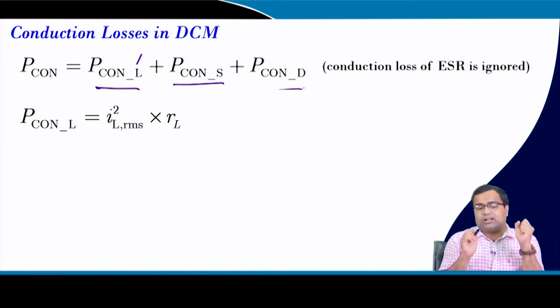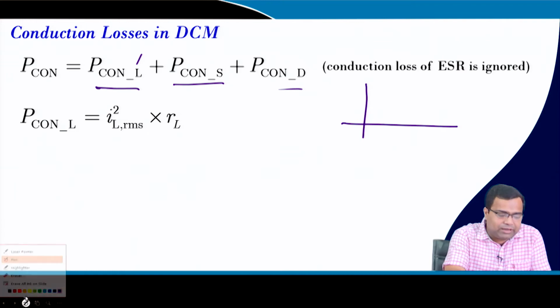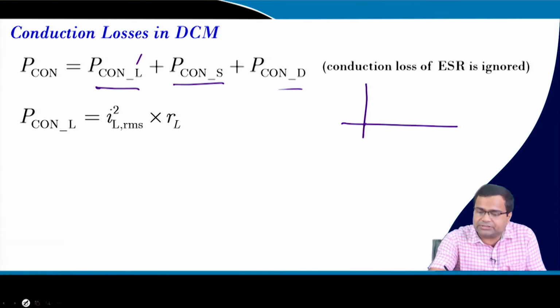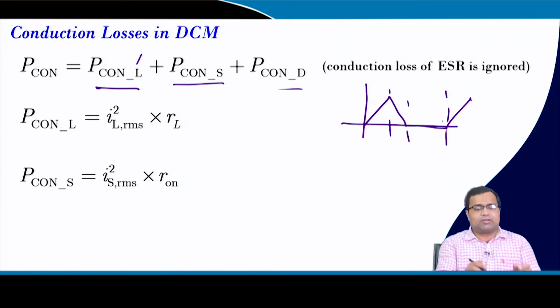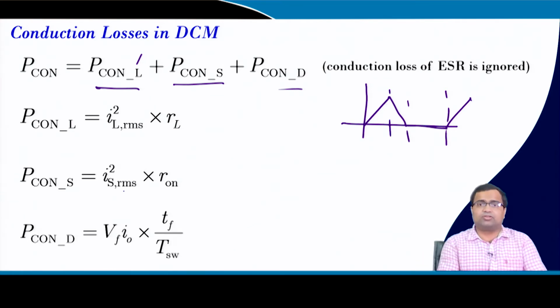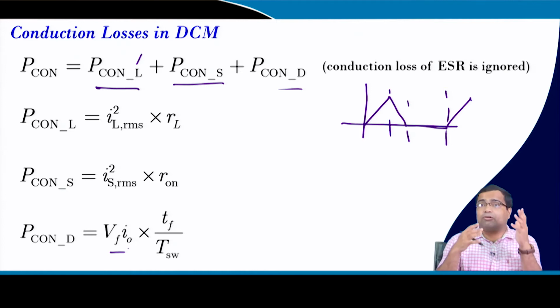Next, if you take the conduction loss of the switch and inductor current, then again you can draw the inductor current waveform, and we have discussed earlier, this is the inductor current waveform. This has a piecewise linear approximation, so you divide it into sectors and then you obtain the RMS current. Similarly, you can obtain the switch current and you can also find out the conduction loss of the diode, because the diode is also turning on and off.